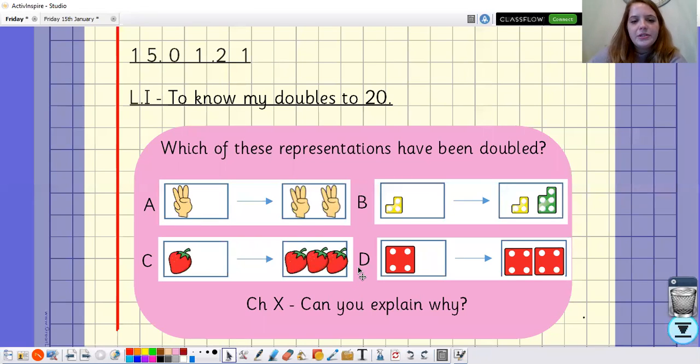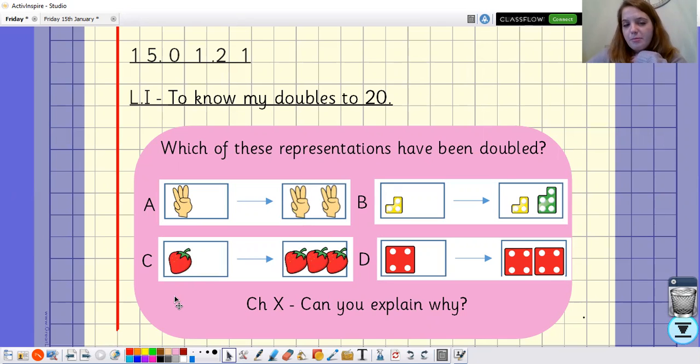Okay, so if we were to look at these pictures here, A, do you think A has been doubled? Yes, it has, because we can see 1 group of 3 here, and that's been added to itself, so 2 groups of 3 here. What about B? Do you think B has been doubled? No, it hasn't, because here we need to double 3, but then here we've got 3 and 5, which wouldn't be doubling 3.